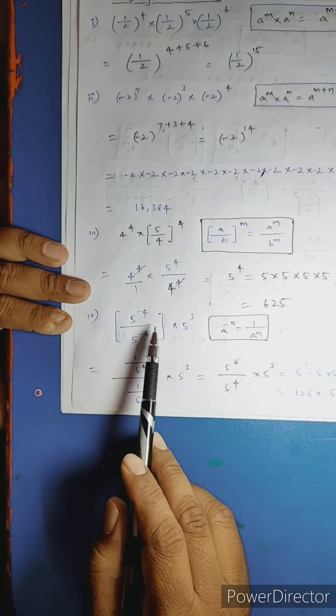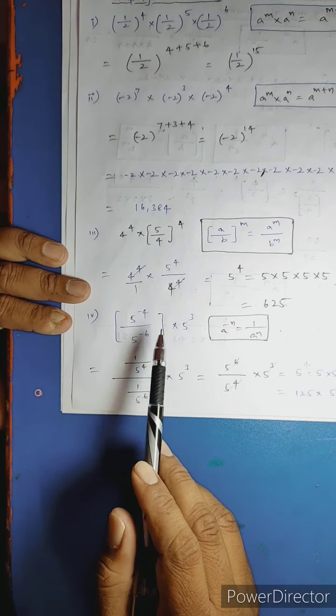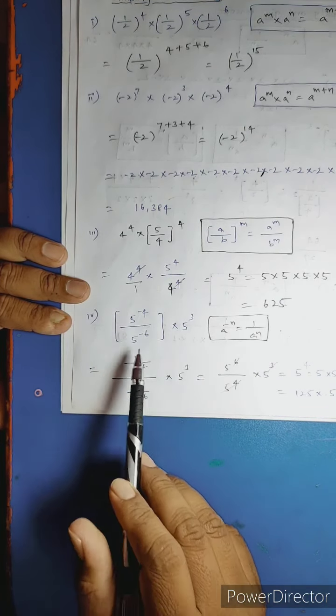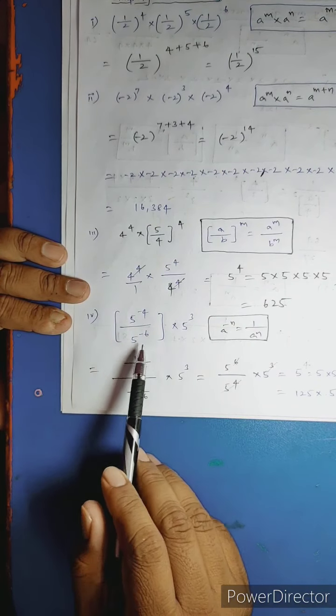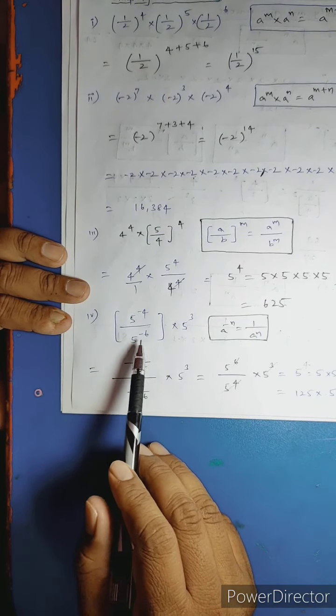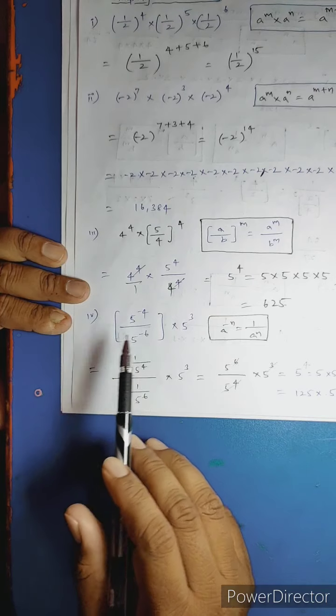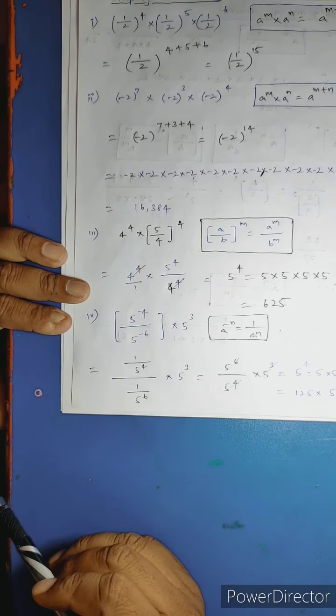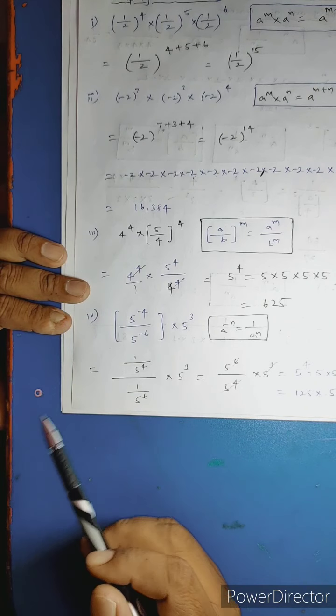Now next, fourth problem. 5 power of minus 4 by 5 power of minus 6 into 5 power of 5 cube. Here itself we can do the cancellation. 5 power of minus 4 and 5 power of minus 6 we can cancel here itself. There are many methods to solve the answer. Okay.